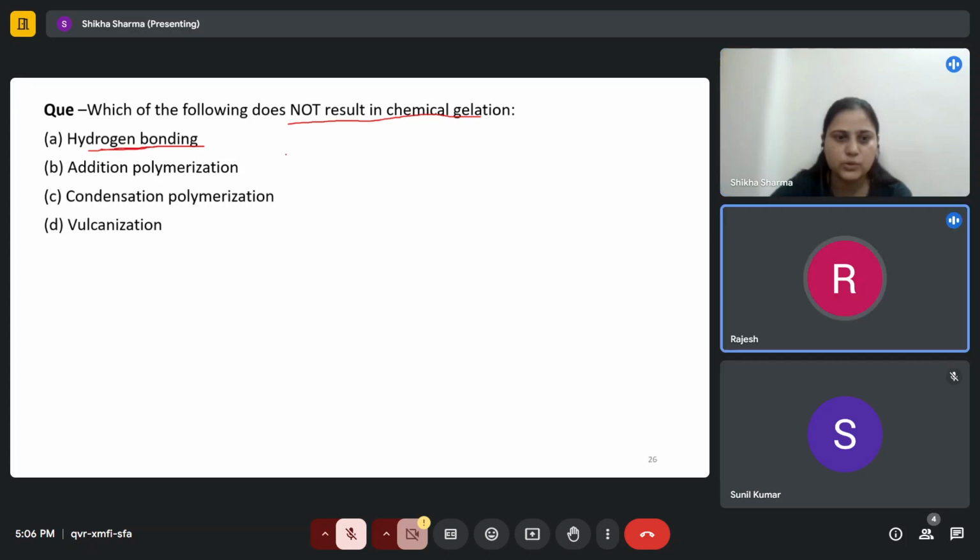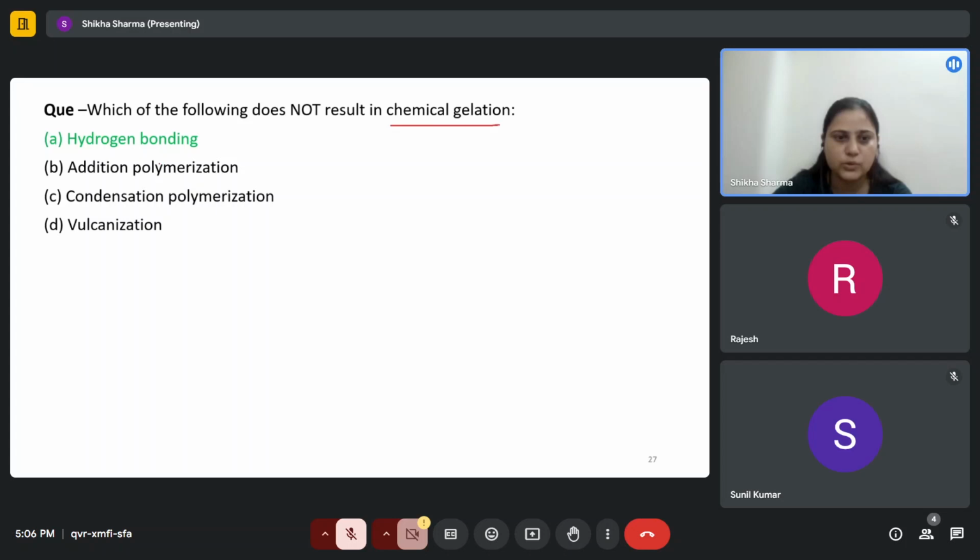So let's see. Yes, you're correct. It is hydrogen bonding, because in chemical gelation there is formation of chemical bonds, like vulcanization, or formation of covalent bonds or like that. But hydrogen bond is a physical gelation, right? So it is incorrect.